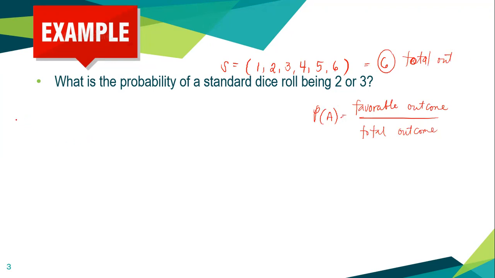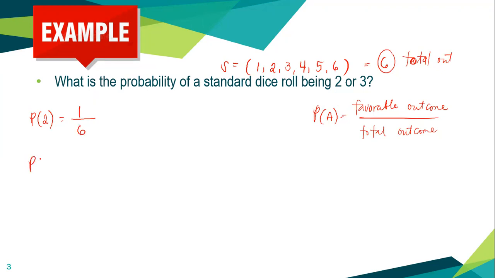So, lagay natin dito. Before we get the probability of getting 2 or 3, let's get first yung probability of getting 2, then probability of getting 3. So, we have probability of 2. Ilan ang favorable outcome na 2 yung lalabas? We only have 2 dito sa sample space. Ibig sabihin, isa lang. We have 1 over 6.